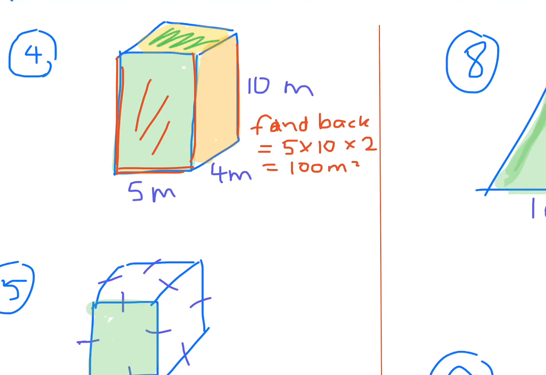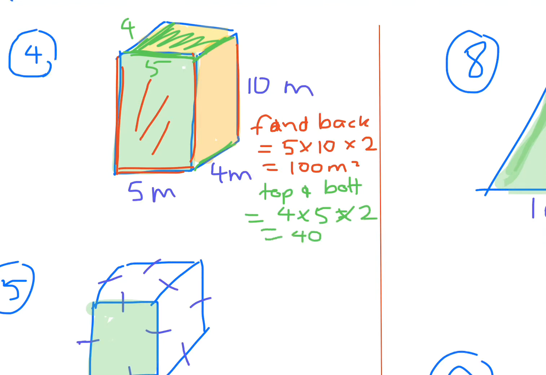Then we go the top. So we go top and bottom. So that's 5 there, and 4 is here. Bring the 4 around. That's 4 and 5. So 4 times 5 is 20. Times 2 would give you 40 metres squared.